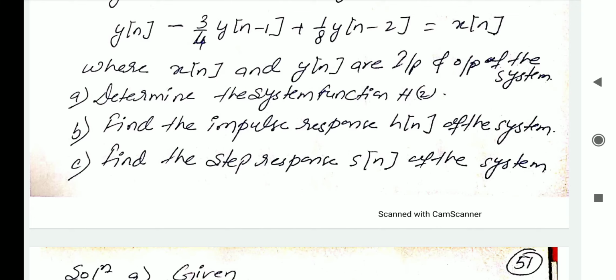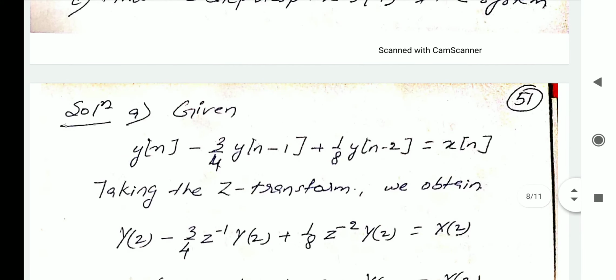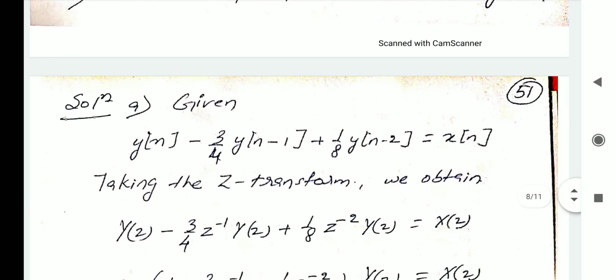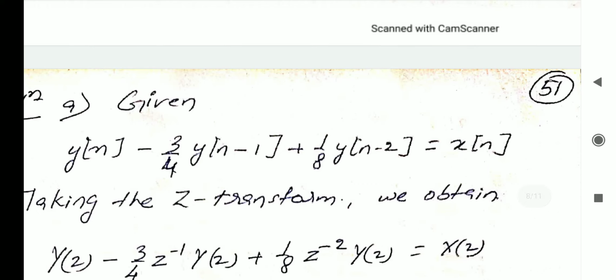So for finding the transfer function, we are writing the equation which is given to us, that is, the system is given as y(n) minus 3 by 4 y(n minus 1) plus 1 by 8 y(n minus 2) equals x(n).